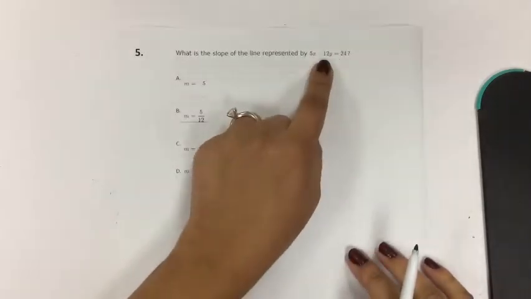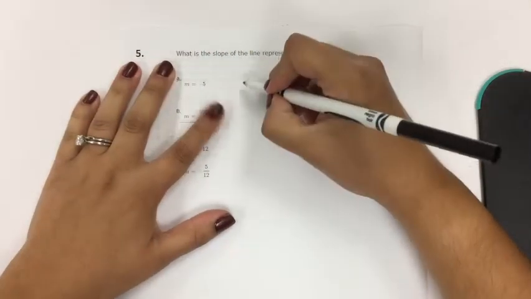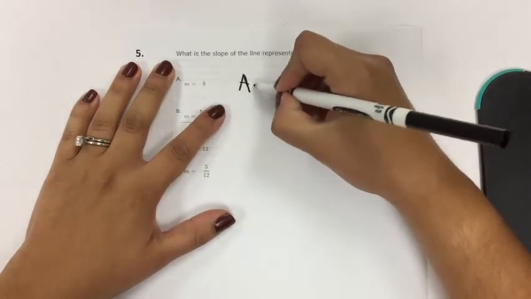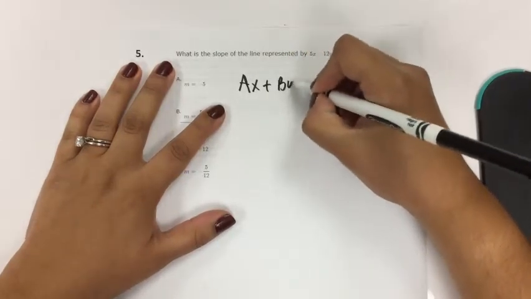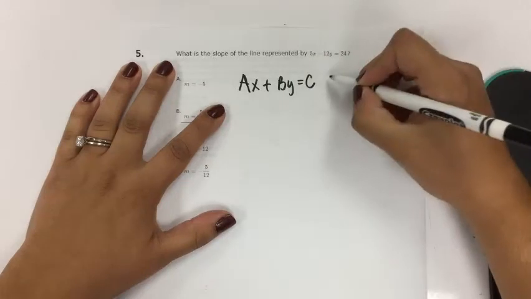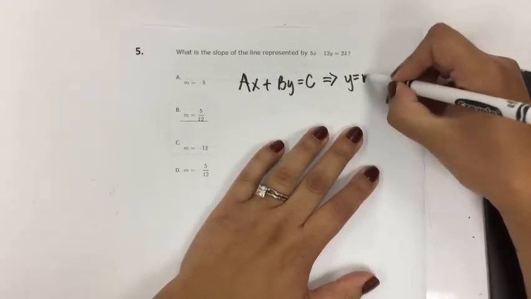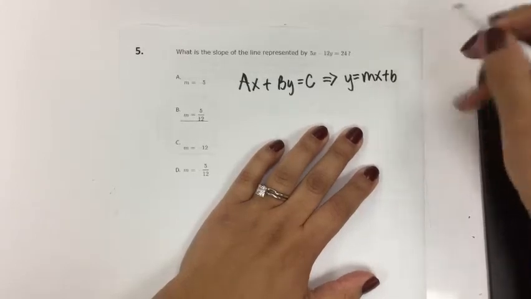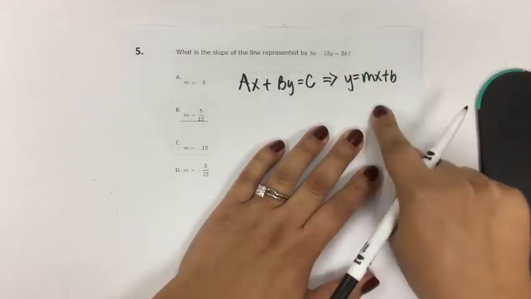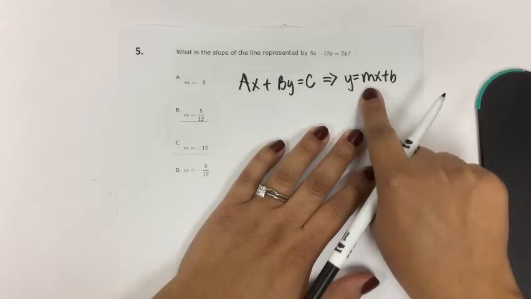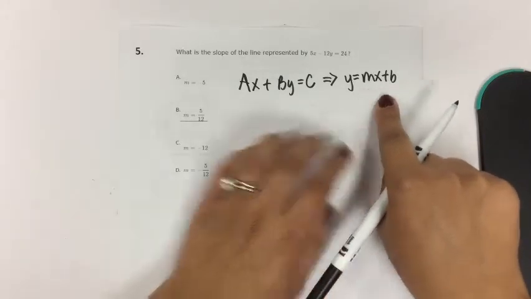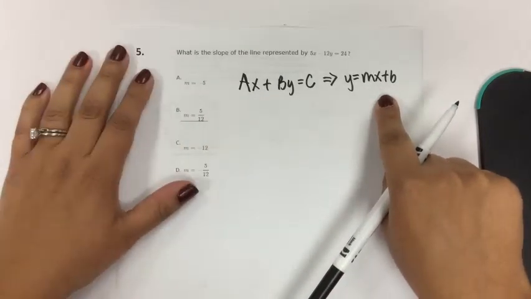Well, this is currently in standard form. Remember, standard form is ax plus by equals c. And we need to transform it into slope-intercept form, so y equals mx plus b. Because in this form, you can get your y-intercept, you can get your slope, and in standard form, it doesn't really tell you a whole lot.